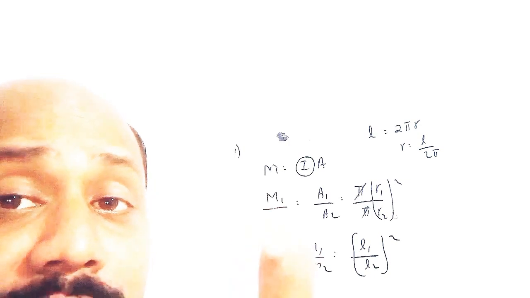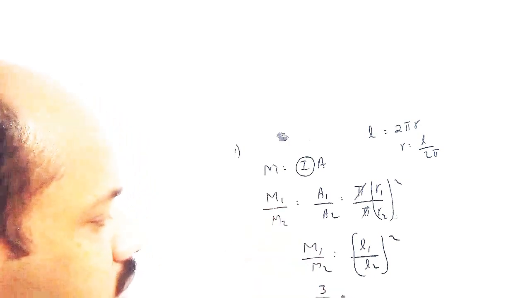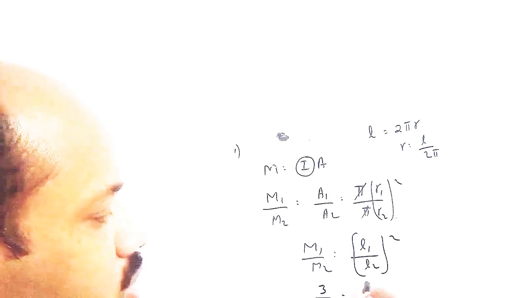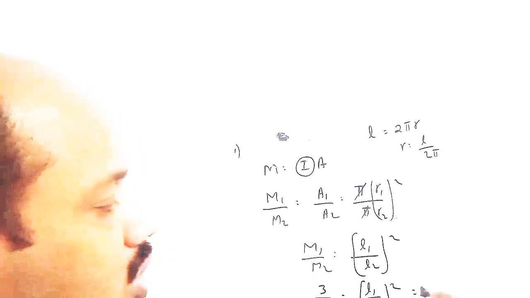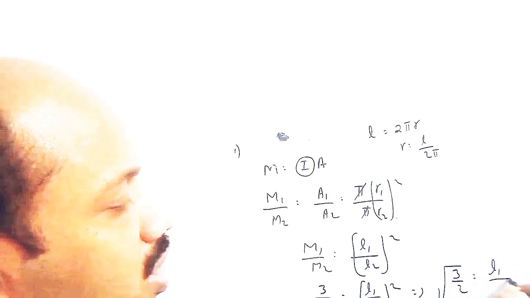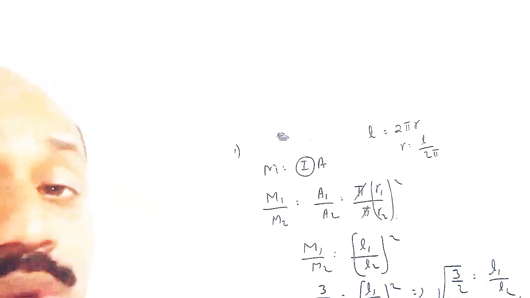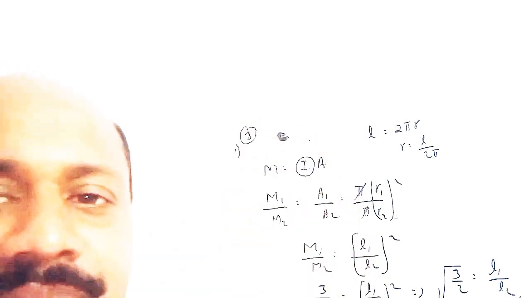Now the ratio of magnetic moments is 3:2. So 3:2 is equal to (L1 by L2) squared. Then L1 by L2 is equal to what? On taking the square root, root 3 by 2 is equal to L1 by L2. Now the choice is 3. The first one, the answer is 3.